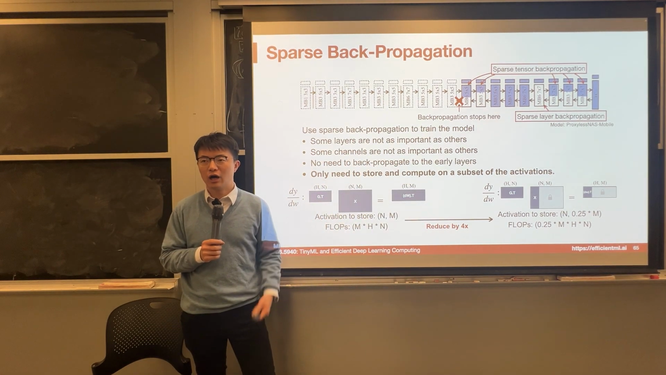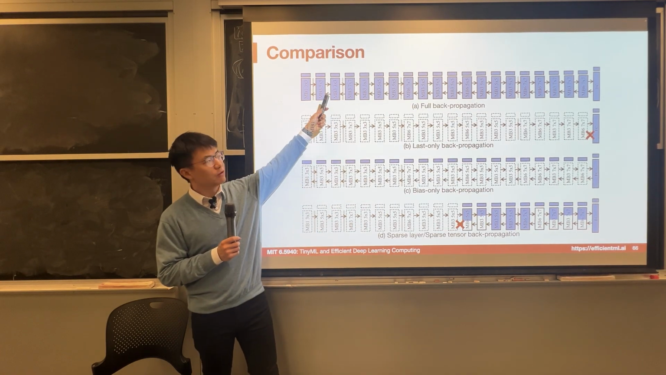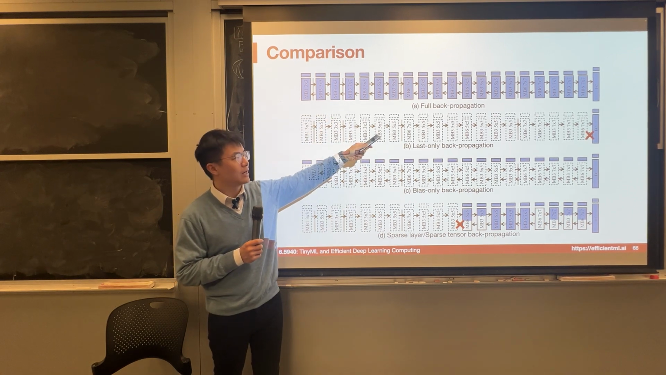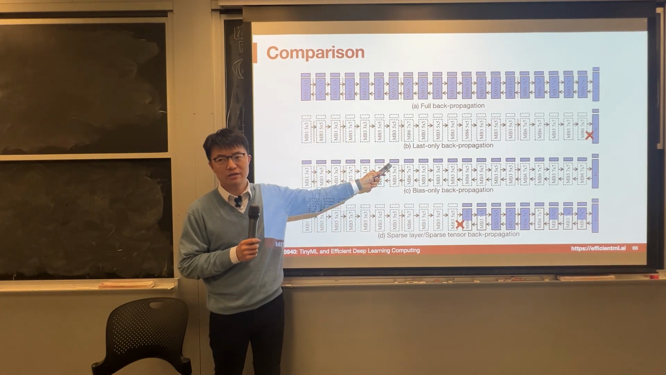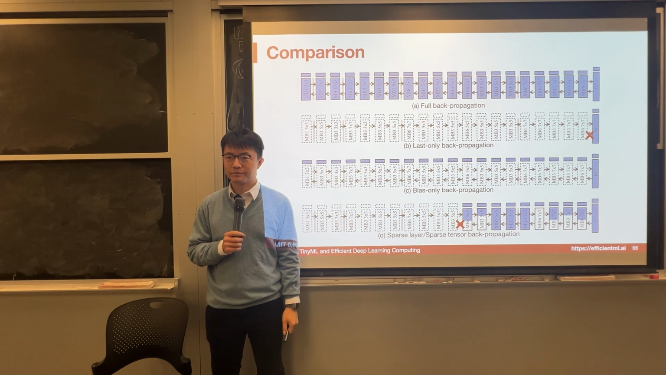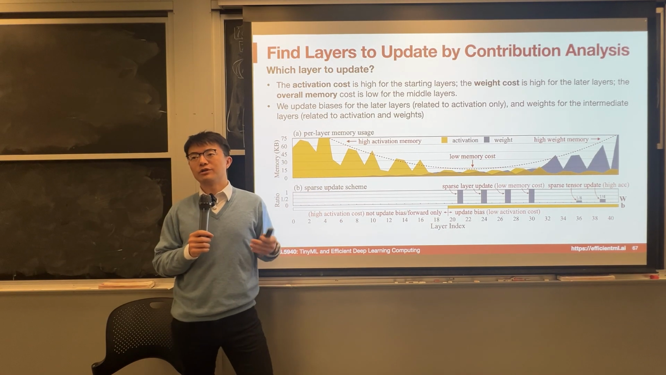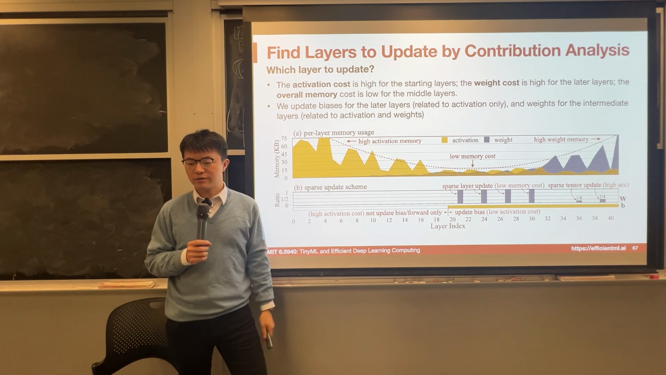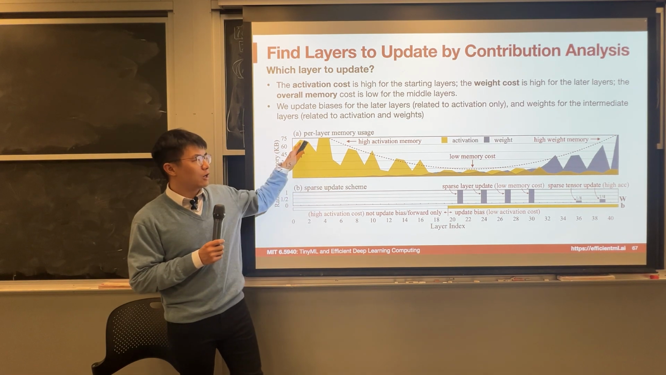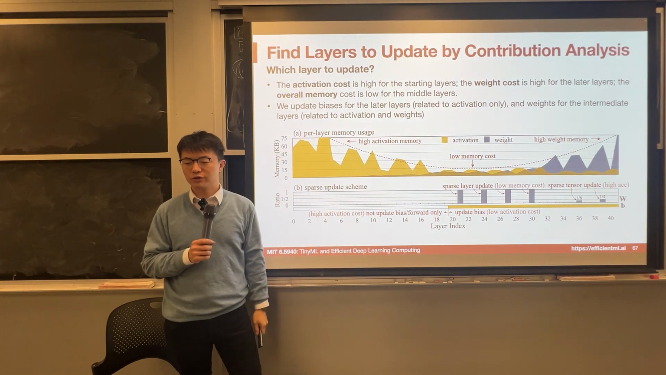The next question is, how do we automatically find which layers are salient and which channels are salient? So this is putting everything together: dense, full update, full backpropagation, last layer only backpropagation, bias only backpropagation, versus sparse layer, sparse tensor backpropagation. And this figure shows the trade-off between the memory consumption versus the accuracy contribution. On the top, it's showing two colors, the yellow for the activation and the blue for the weight.